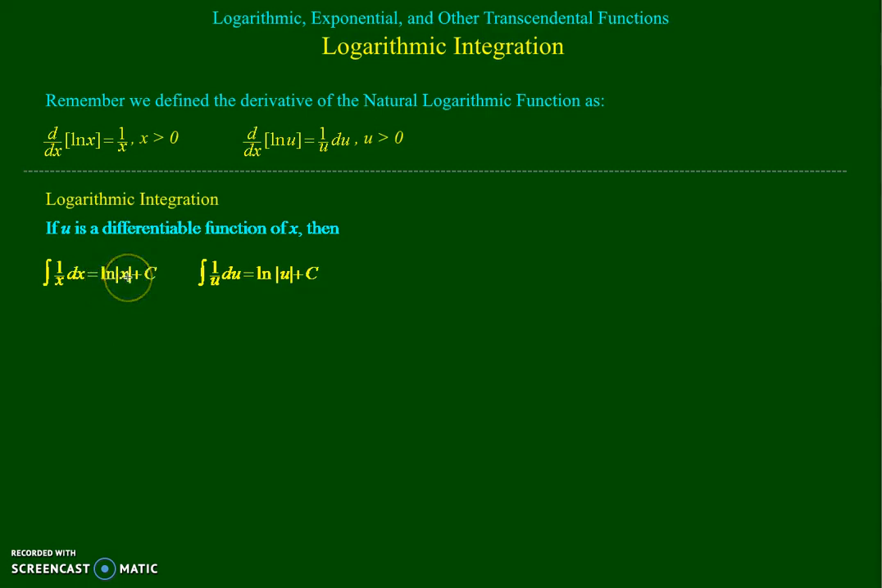It's only defined for positive values of x, and x can be anything over here, so we have to eliminate the negative piece. And the integral of 1 over u du, where u is differentiable, is equal to the natural log of the absolute value of u, plus c. So far nothing bizarre and unusual. We've seen this a couple of times in the past. Let's go ahead and look at several examples to see if we can solidify these concepts.